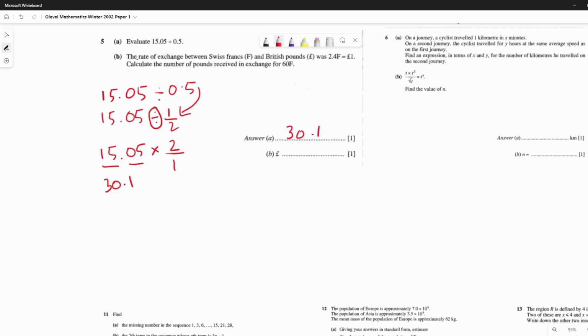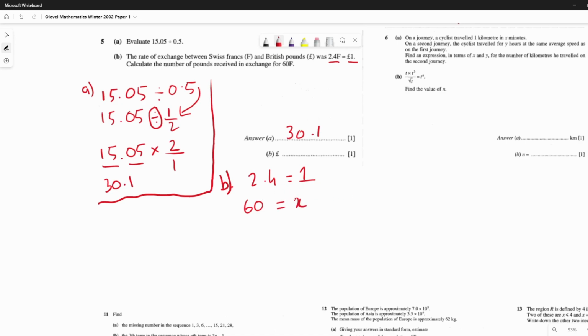The second question is that the rate, so let me mark my A and then give myself some space for B. Okay, I don't like that I'm not consistent with my dots and brackets, but anyways, so the rate of exchange between Swiss francs and British pounds was 2.4 francs for each pound. So calculate the number of pounds received in exchange for 60 francs. So if 2.4 is equal to 1, what would 60 be equal to?